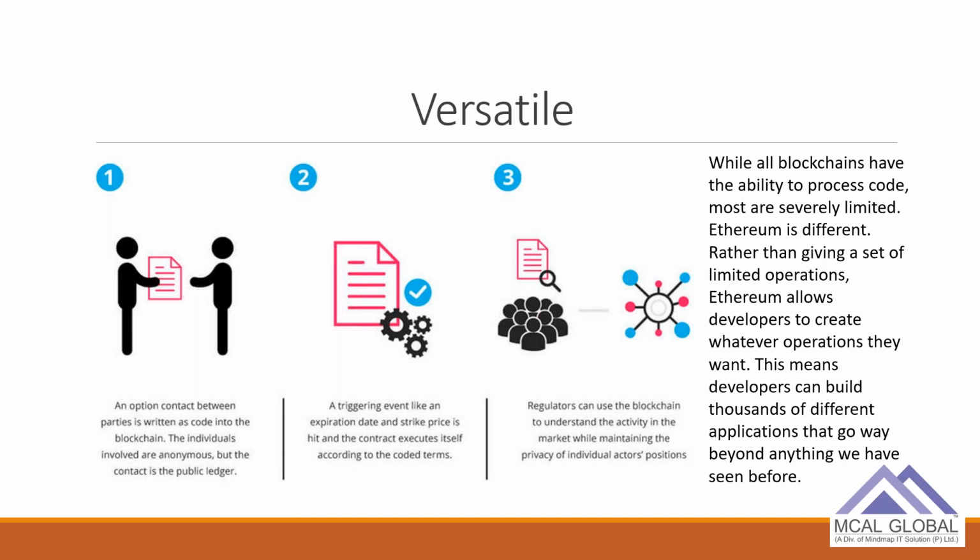Now, what is a contract? An option contract between parties is written as code into the blockchain. Individuals involved are anonymous, so no one knows who they are. The contract is a public ledger, so anyone can see what contract was signed, and it is executed automatically. So no one has to really provide a trigger or enforce it, just a triggering event like an expiration date.